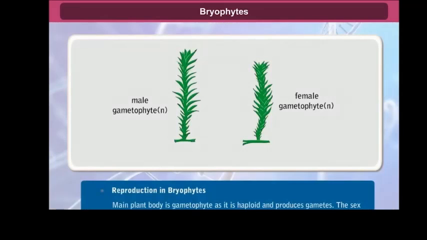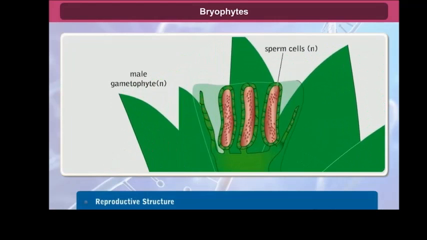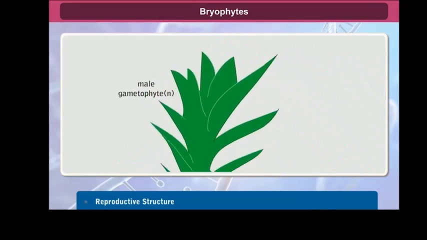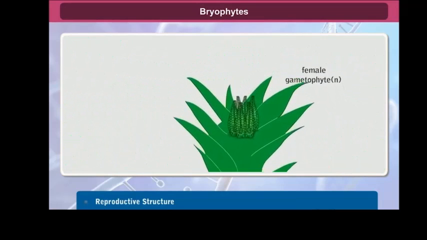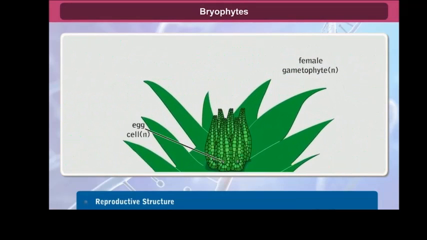Reproduction in bryophytes: main plant body is the gametophyte as it is haploid and produces gametes. The sex organs are multicellular and jacketed, that is, have a jacket of sterile cells. Reproductive structures. Male sex organ, antheridium, produces antherozoids. Female sex organ, archegonium, receives antherozoids at its mouth.